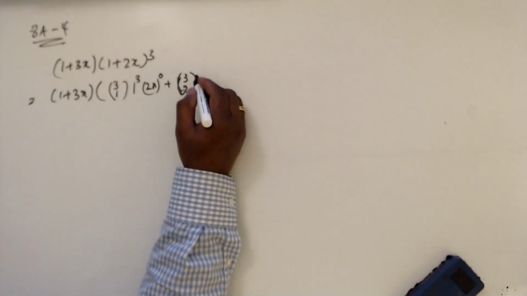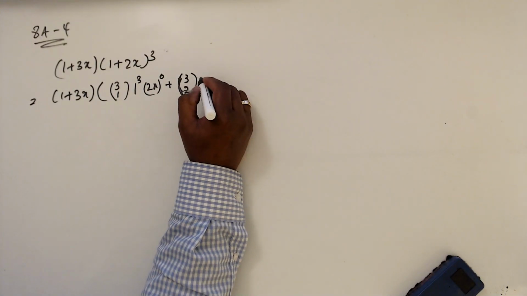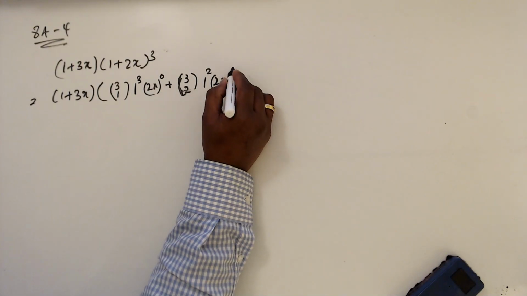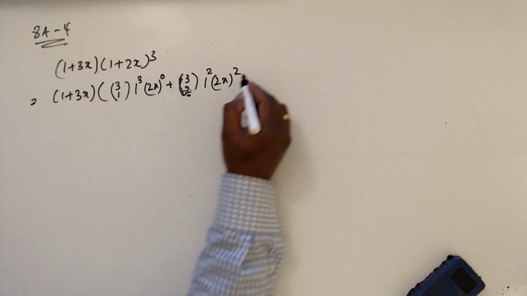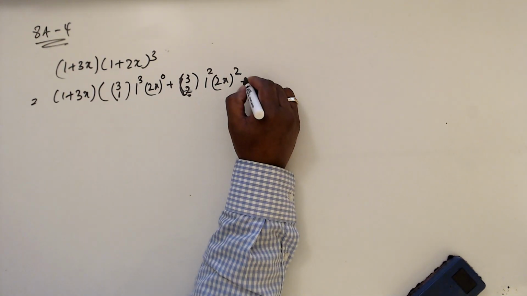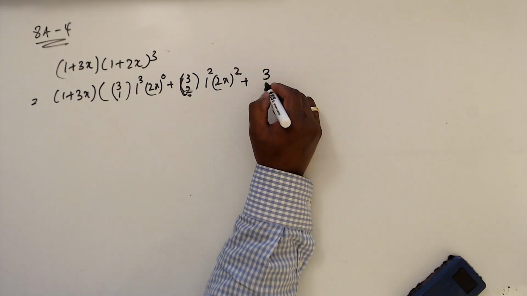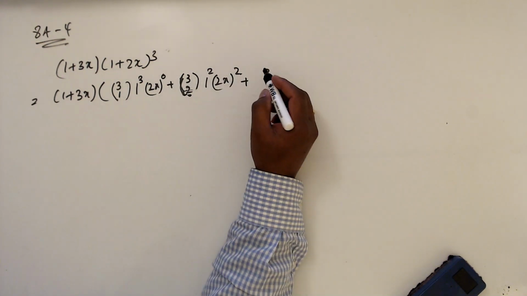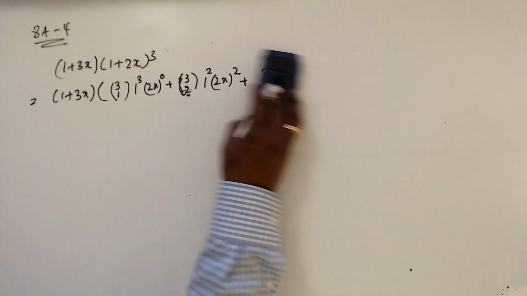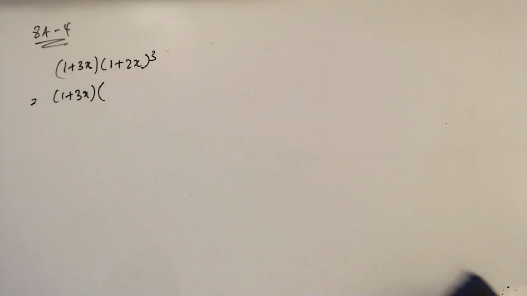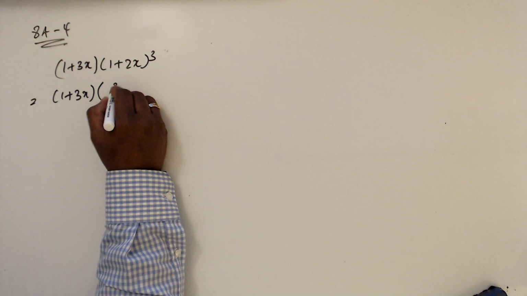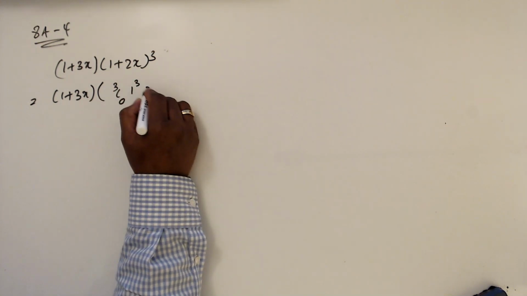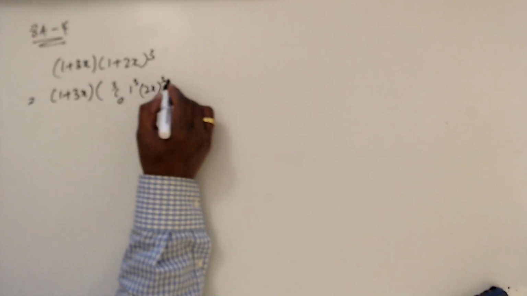3c2, and then 1 squared, 2 squared. It will match with this is 2, this is 2. Okay, it's wrong. We want to start from 0: 3c0, 1 to the power 3, 2x to the power 0.